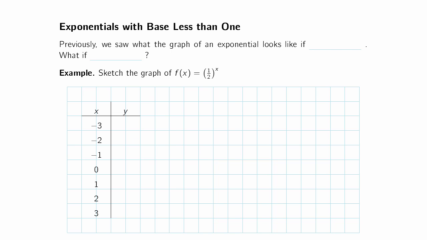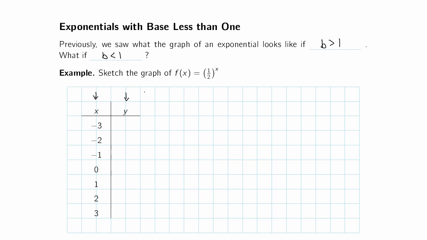Okay, so we saw what the graph of an exponential looks like if the base is greater than 1. What if the base is less than 1? So I'm just going to do the same thing again. I'm going to plug in a bunch of different values of x, find the values of y, plot the points, and see what the shape looks like.